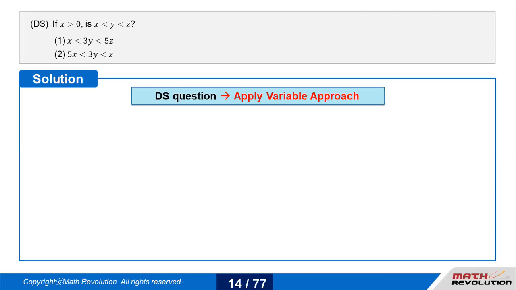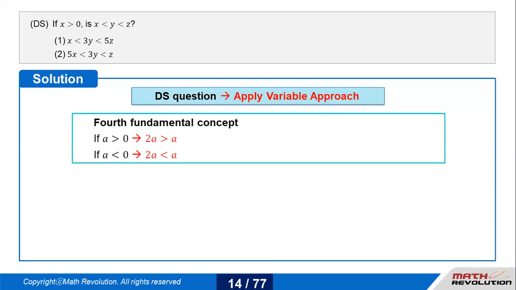And we have two conditions to support it. Now we understand the fourth fundamental concept is if a is greater than 0, 2a would be greater than a. If a is less than 0, then 2a is less than a. Now you would be surprised or confused why we are applying the fourth fundamental concept here. I mean, why do we take 2a greater than a? Or why do we have to take 2a less than a? So just hold on and we'll see how we apply this particular concept to prove it.